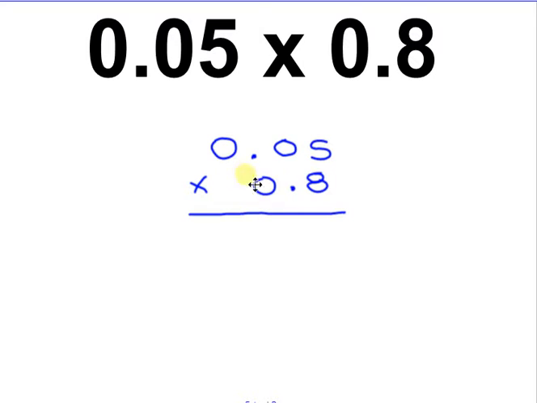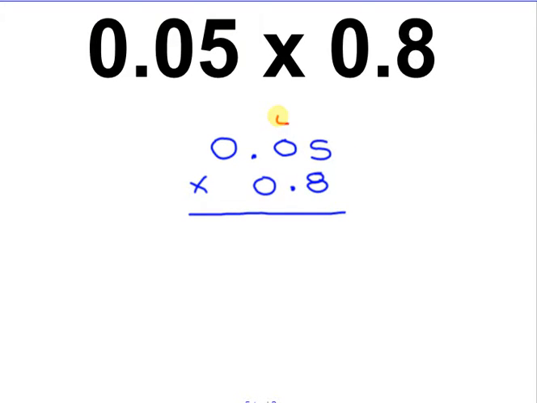Okay, 0.05 times 0.8. I'm going to put the 0.05 on top because it has the most digits. Again, it does not matter. You can do it any way you choose, but that makes it easier for me. It's less confusing for me. All right, I'm going to go ahead and multiply.